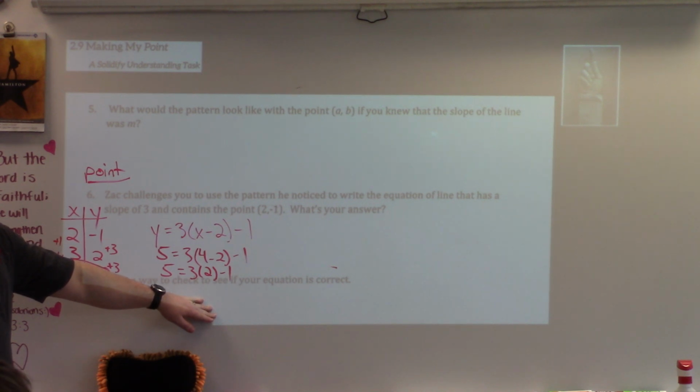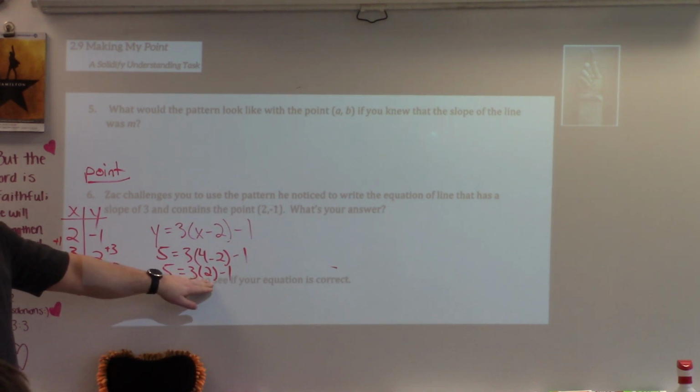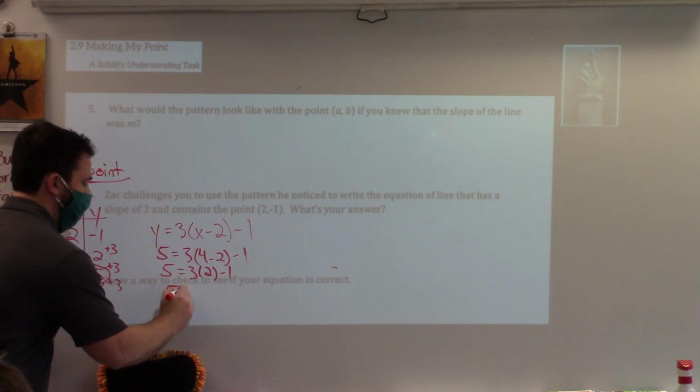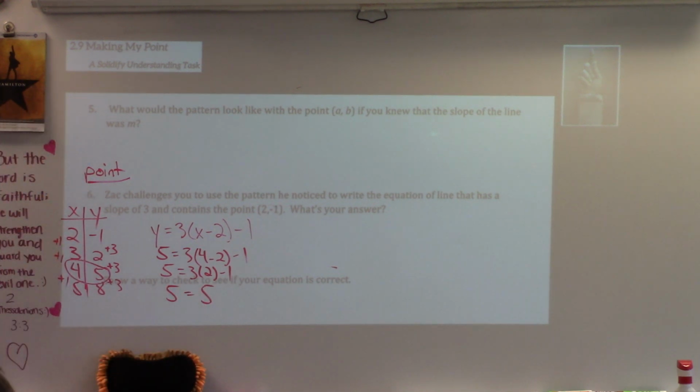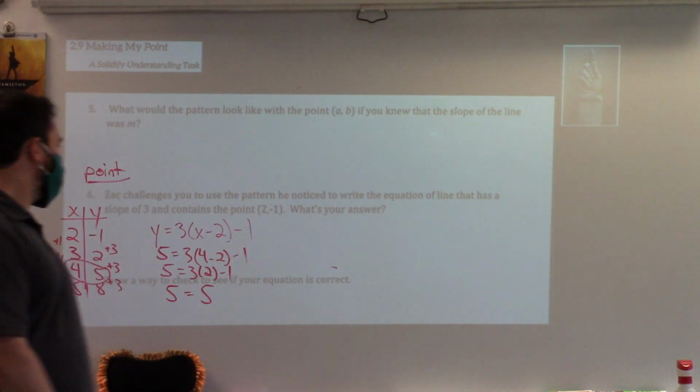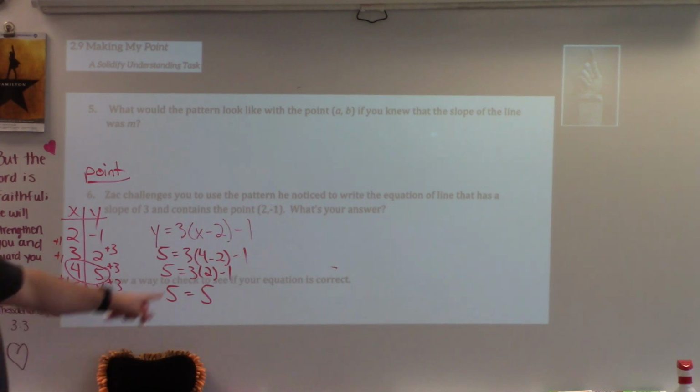Okay, just show me. What is 3 times 2 minus 1? 3 times 2 is 6, and 6 minus 1 is 5. So is 5 equal to 5? Yes. Does that point make this equation true? Yes. So is that equation probably correct? Yes. That's where we're picking up from there. Were you good with that, Alan? I was trying to figure out how you got 3 times 2, and then I realized it's just 4 minus 2.